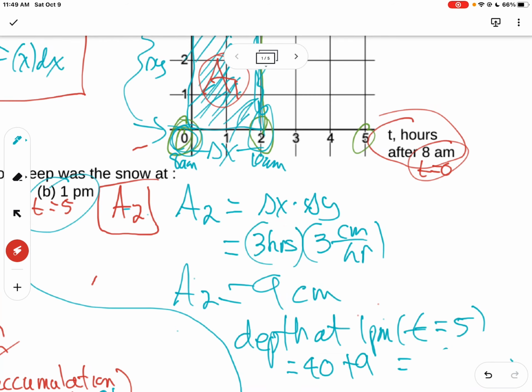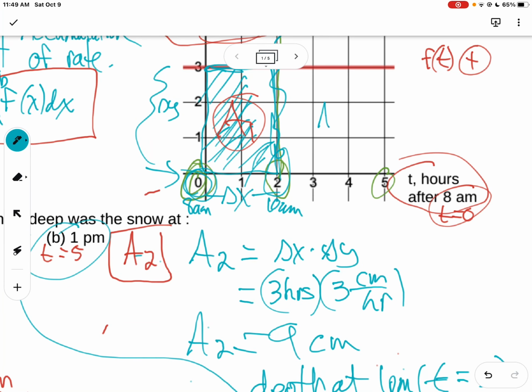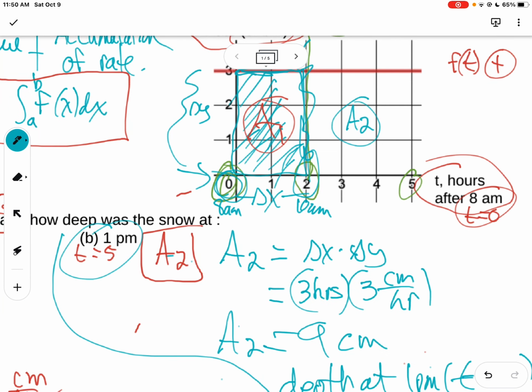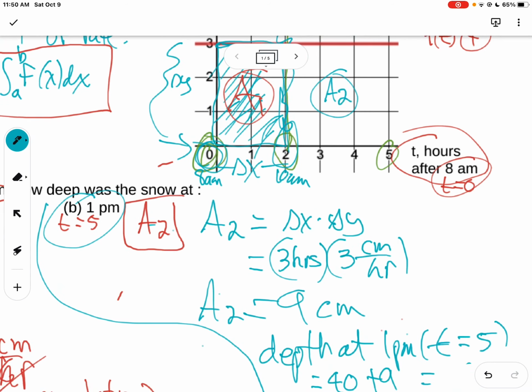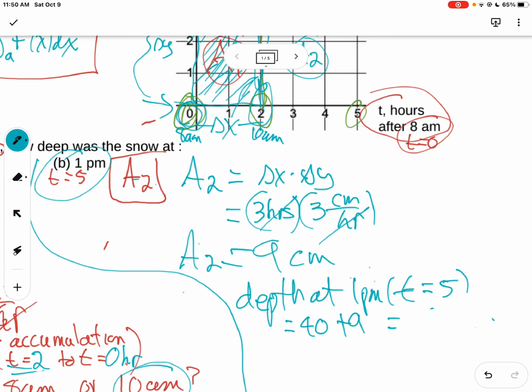5 minus 2 is 3. And then we also know that the snow is coming down at a rate of 3 centimeters per hour. So again, this is A2 over here, right? This would be A2 there. And we can see it's a square, right? 3 centimeters per hour tall by 3 hours wide. And the hours will cancel out when I multiply. I'm just left with centimeters. So 9 centimeters of snow accumulated or fell on the ground between t equals 2 and t equals 5.